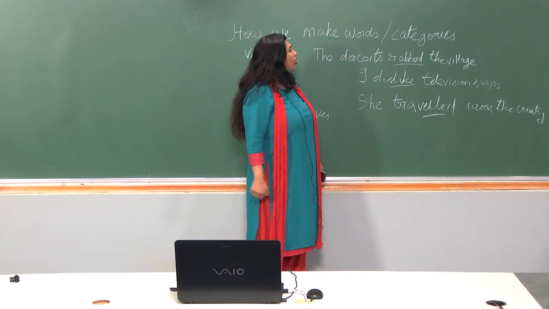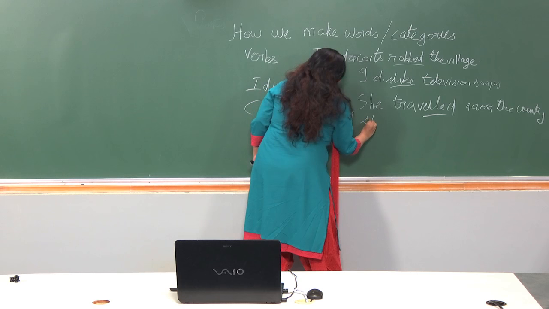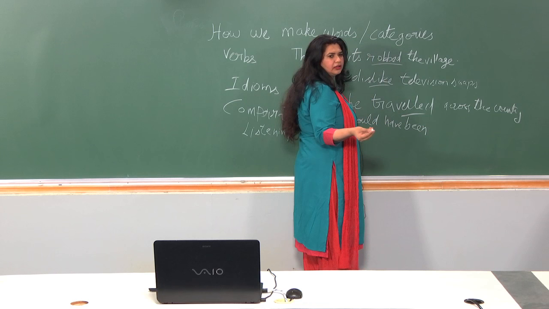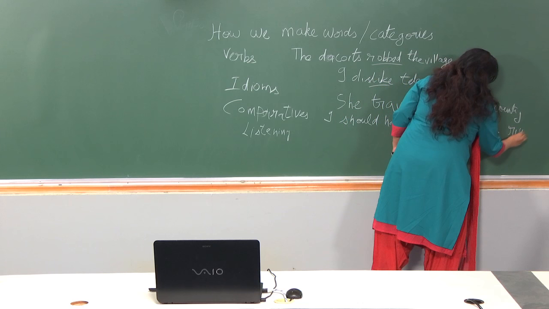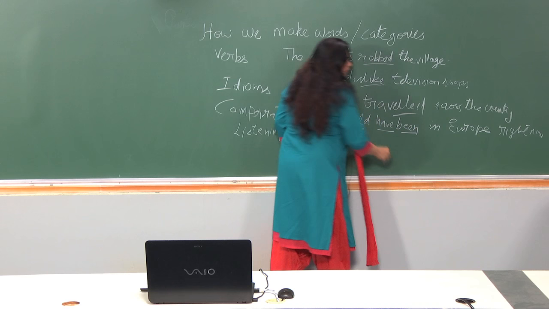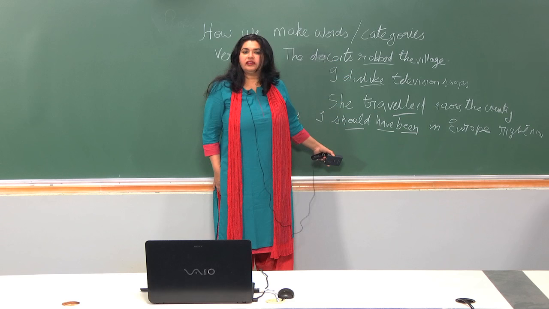Now, all these are single words, single verbs. But you can also use something like, I should have been doing anything. I should have been in Europe right now, but I am not. You see, but still your verb is should have been. It's a different category. All the underlined words are verbs here.